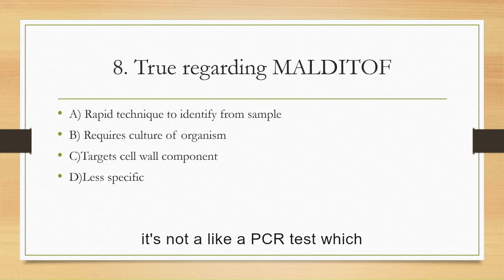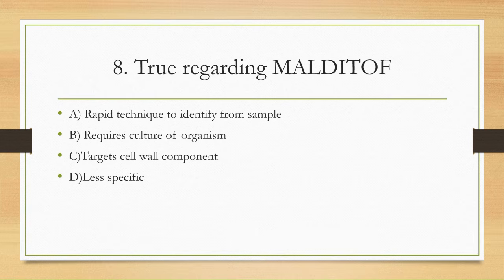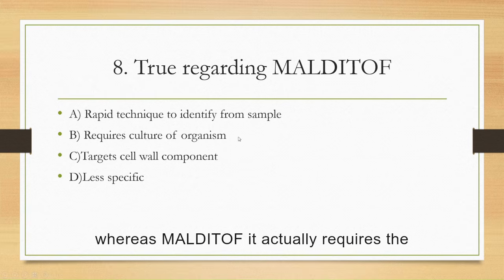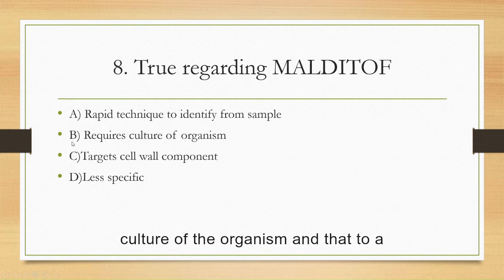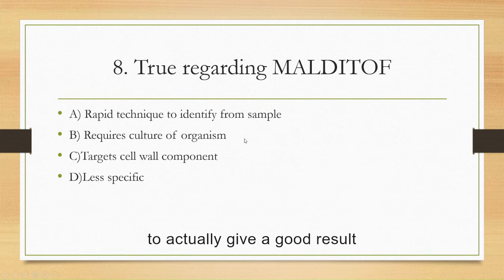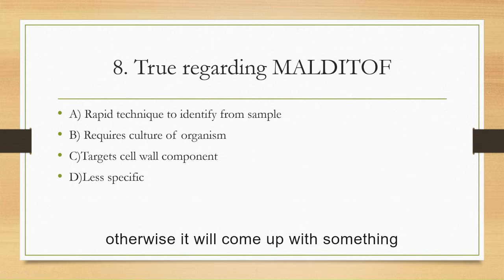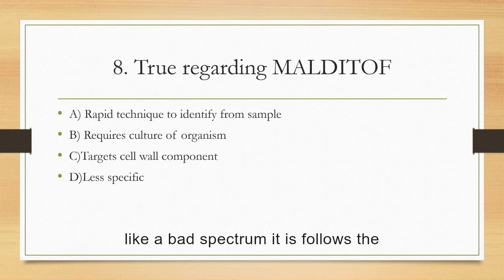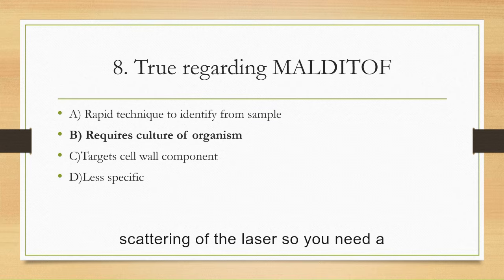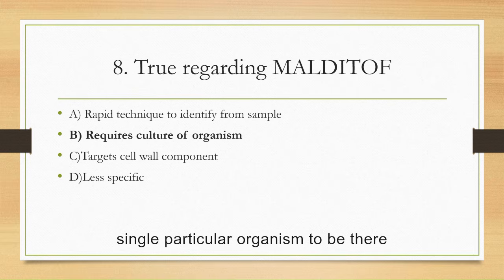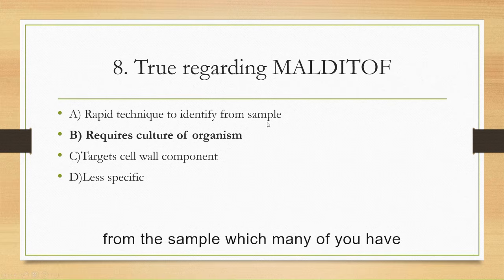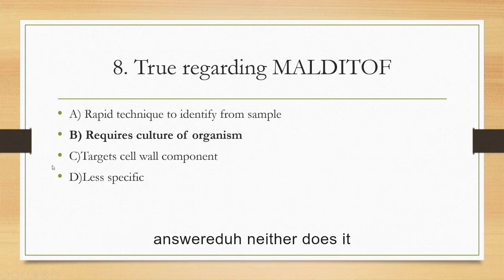It's not like a PCR test, which can identify the DNA or RNA right from the specimen itself. Whereas MALDI-TOF actually requires the culture of the organism, and that too a pure culture, meaning a single bacterium, to give a good result. Otherwise it will come up with something like a bad spectrum. It follows the scattering of the laser, so you need a single particular organism to be there. That is why it cannot be done directly from the sample, which many of you have answered.